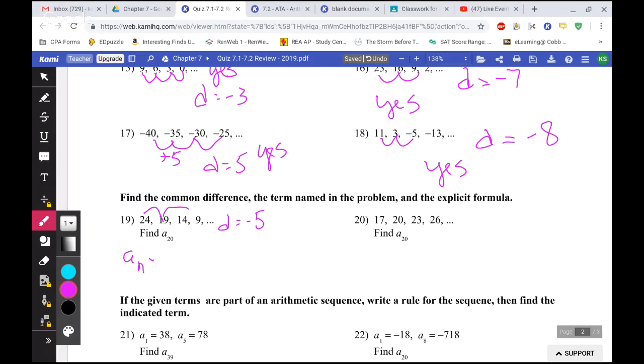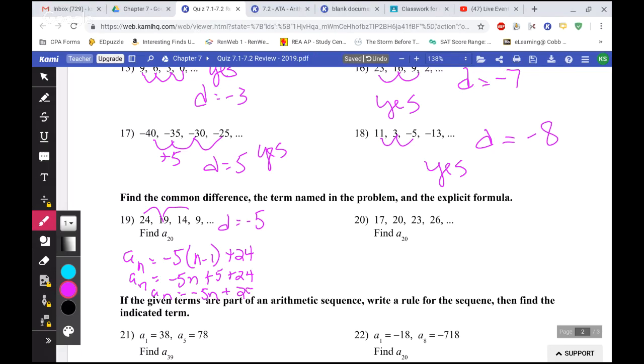A sub N equals, are we writing an equation for this too? Yes, sir. Okay, so A sub N is going to equal -5 times N minus 1. And then the next step is just good old algebra, where you're distributing that -5 throughout the parentheses. Minus 1, so that's going to get you, let's see, 20 minus 1 is 19, so -5 times 19 is -95.